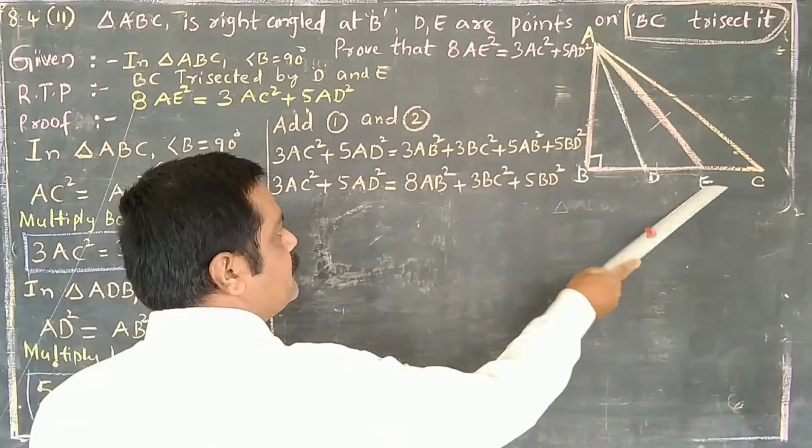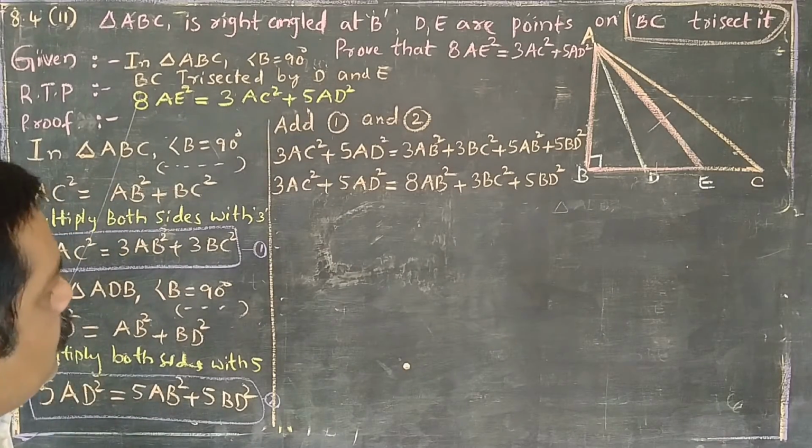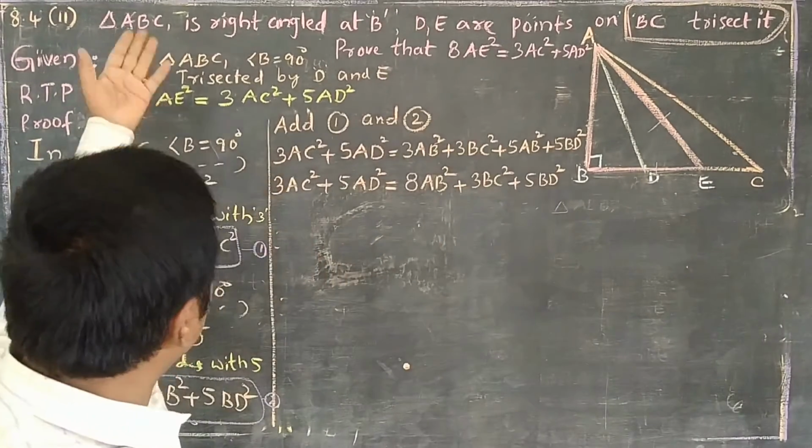If it is AB square plus BE square, we have to write AE square. Means AB square plus BE square, we have to write AE square.